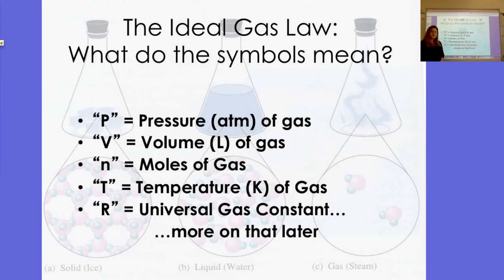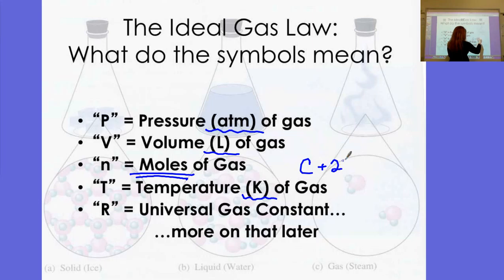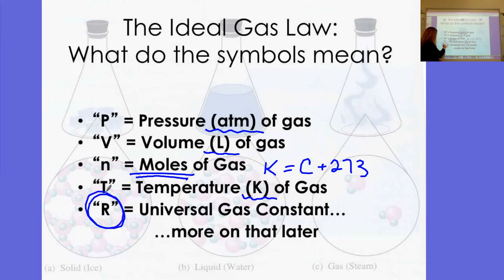What do the symbols mean? P stands for pressure. Pressure is always measured in atmospheres. We just said that was the standard. V is the volume. Volume will always be measured in liters. N is the number of moles of the gas. T stands for temperature. We have to convert to Kelvin, so Celsius plus 273. And R we're going to get into later. It's called the universal gas constant. We'll bring that up next time when we need it.